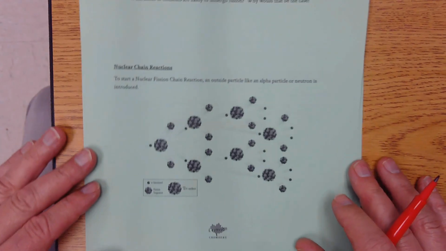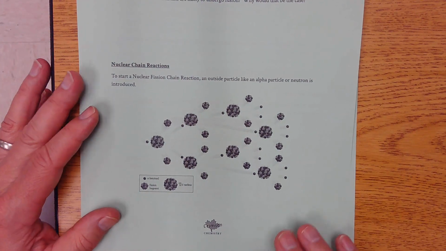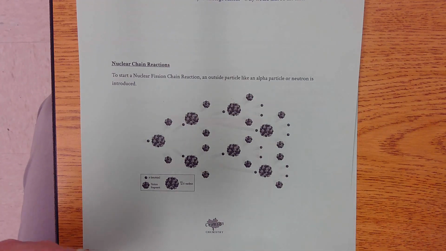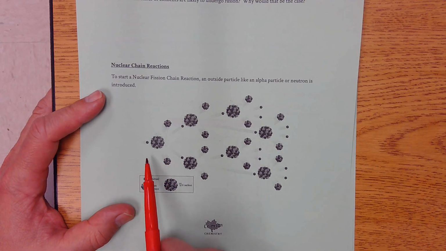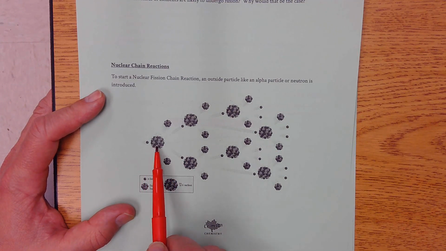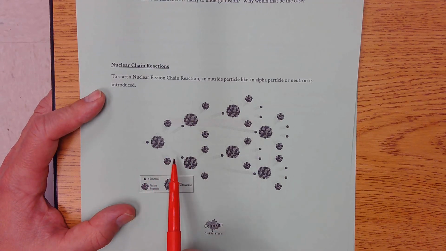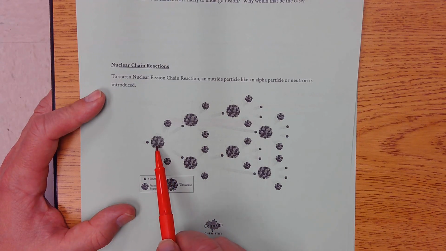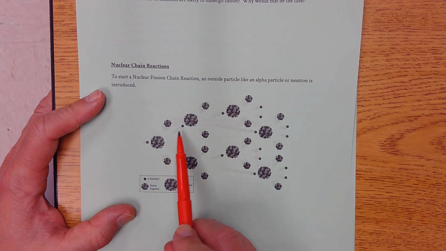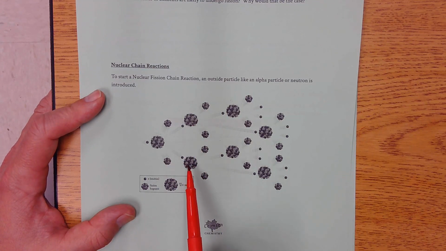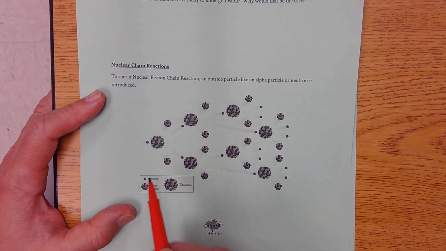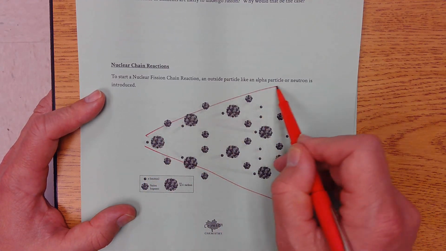Now, real quick about chain reactions. Chain reactions are when you start one thing and it causes another reaction, which causes another reaction, and so on. This is what happens in a fission reaction. A neutron is fired into uranium, and the uranium splits into two parts and gives off two new neutrons. Those hit other atoms of uranium, which split and give off more neutrons, and that process just continues on. The general shape is kind of like a triangle.